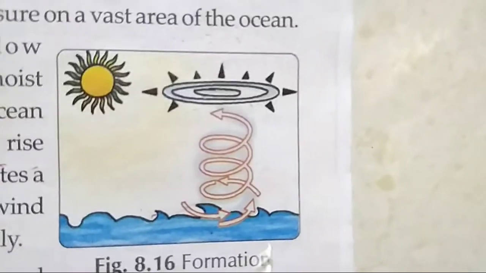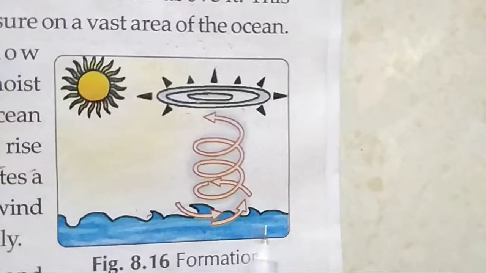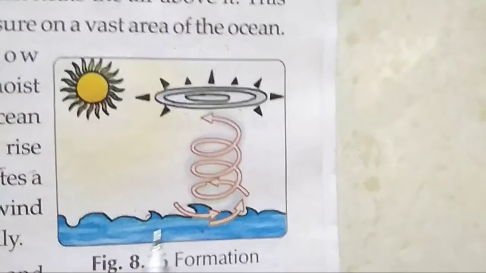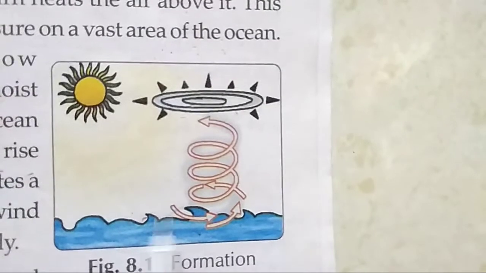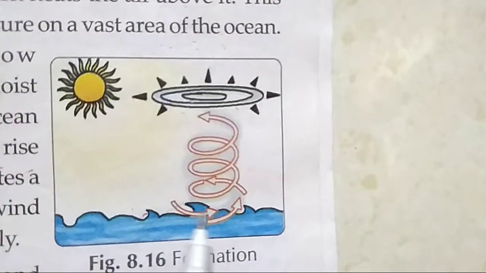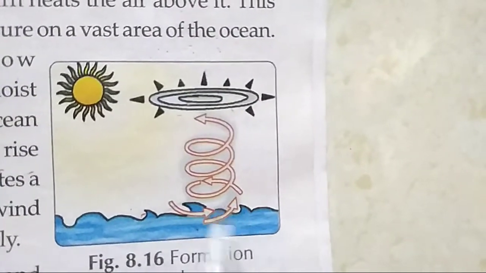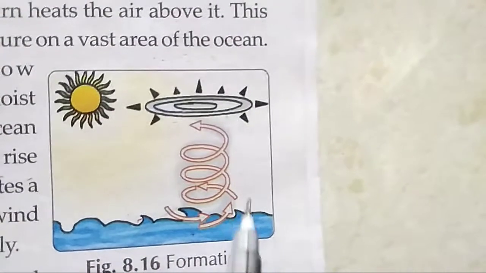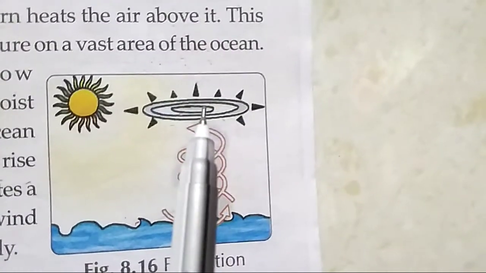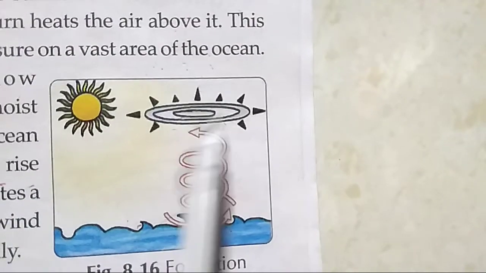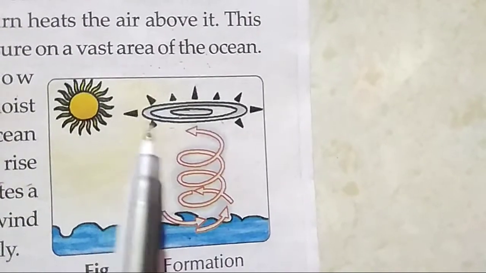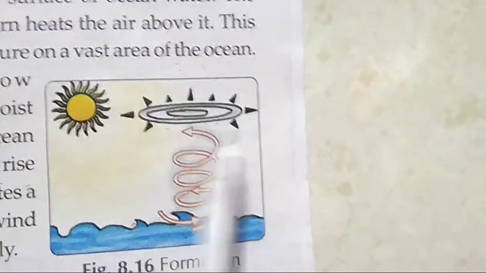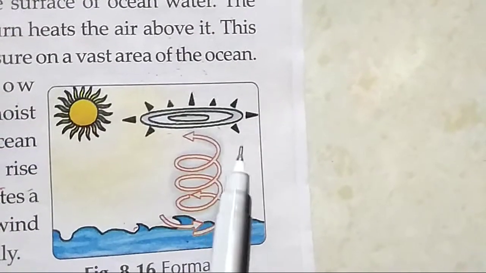Air that rises from the sea level is warm and moist air. Moist air means it has a lot of water vapor. So that's why when it cools down, it converts into clouds. So clouds that are made here have lots of water.